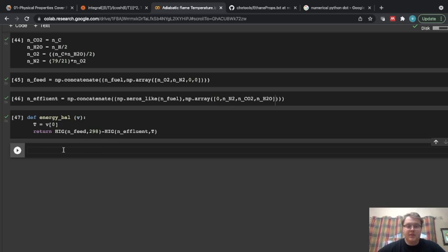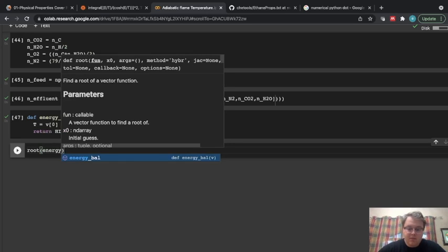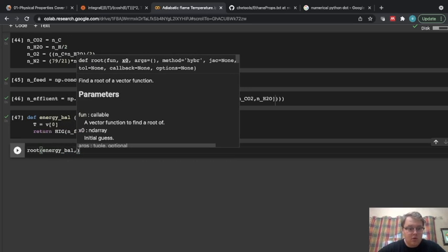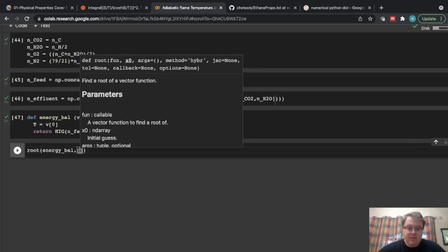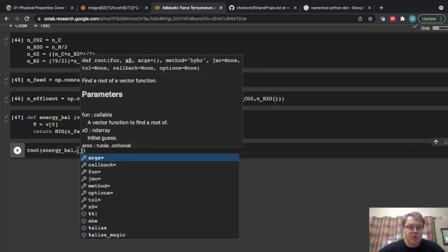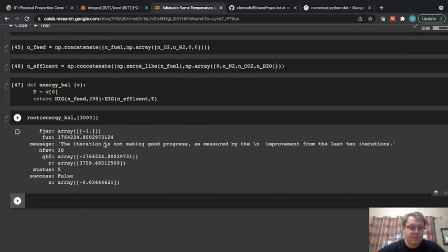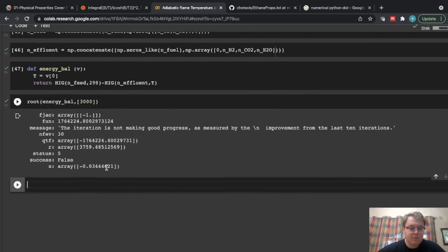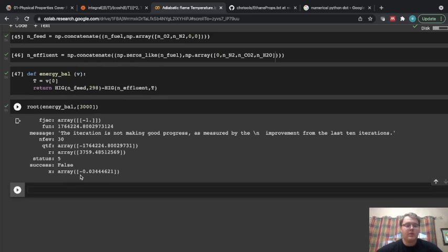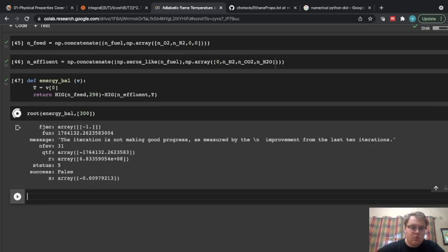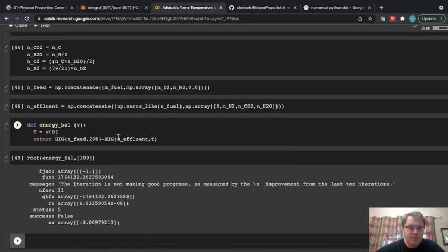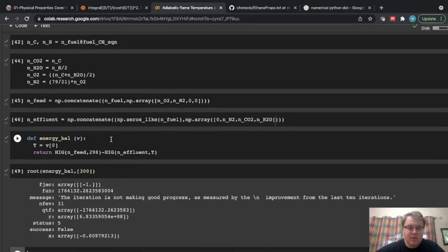So the only thing left to do is find out what that temperature is. So using the root function of my energy balance, it's going to ask me for an initial guess. So let's say that the final temperature is 3000, but we don't know that. Let's see what it tells us. Okay. So it's told me that my X value final is 0.0344, which doesn't seem right. Okay. Let's see if I've made a mistake anywhere.